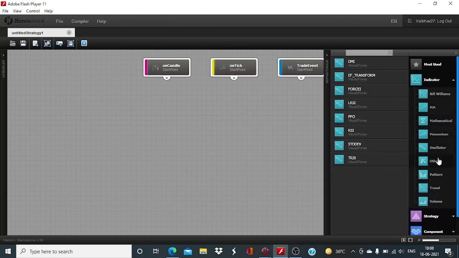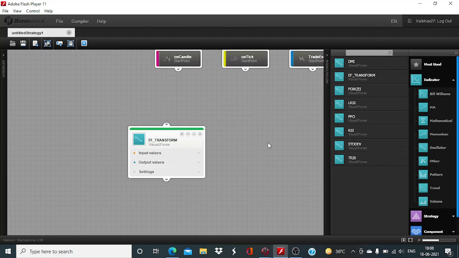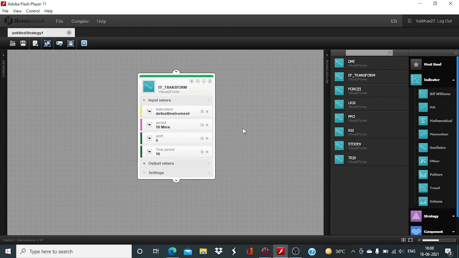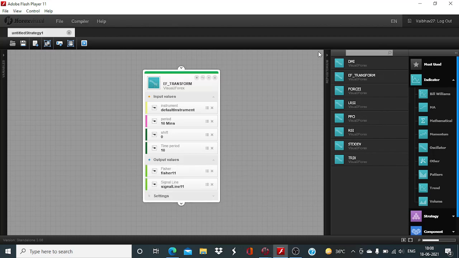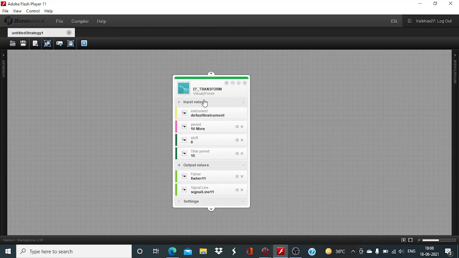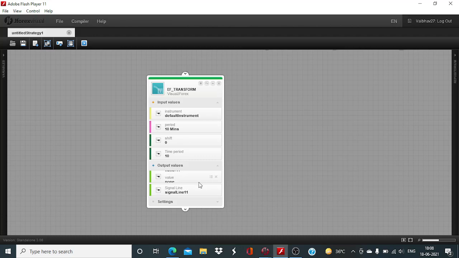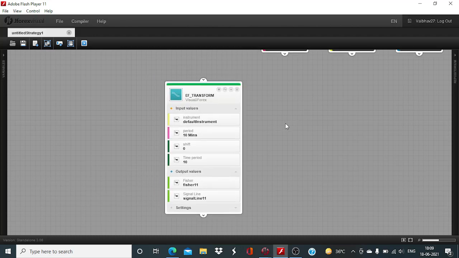So let us now head to the Visual JForex board, which has been developed by the Dukascopy Bank SA. You will find this indicator listed amongst the oscillators, just below the DMI. In the last session, we were using the DMI. Now it's the turn of the EF Transform. So when we define these four input values, we get these two output values, which can guide us in the direction of the trend. We can utilize these output values to see whether the undertone is bullish or bearish, and then accordingly place the trade.